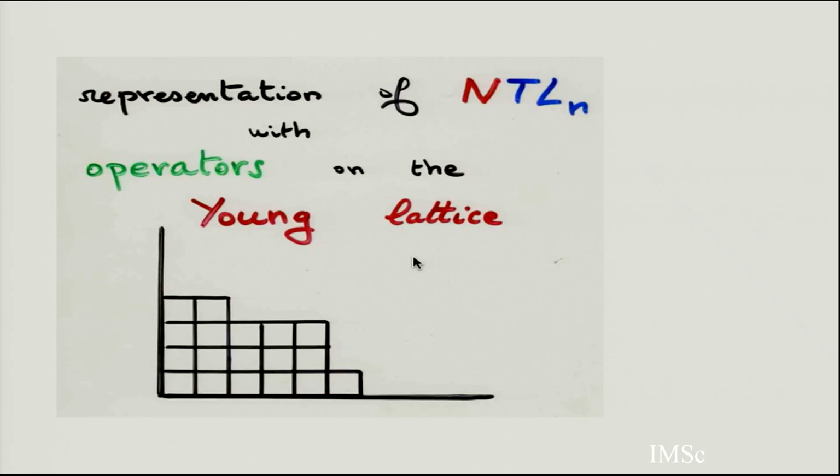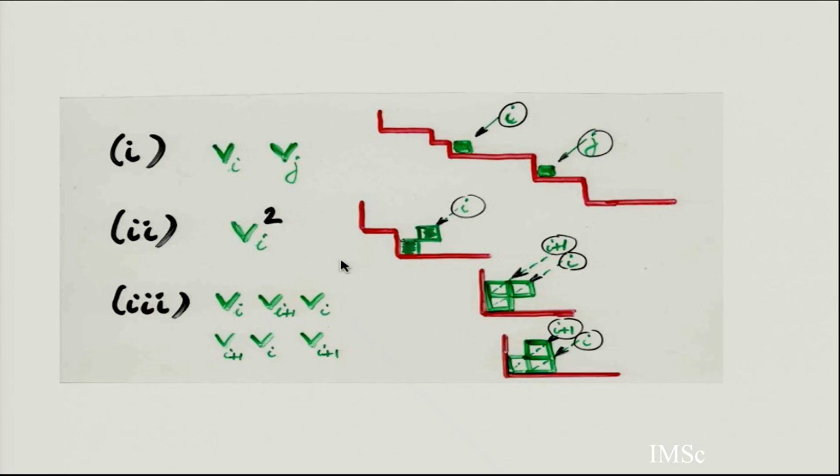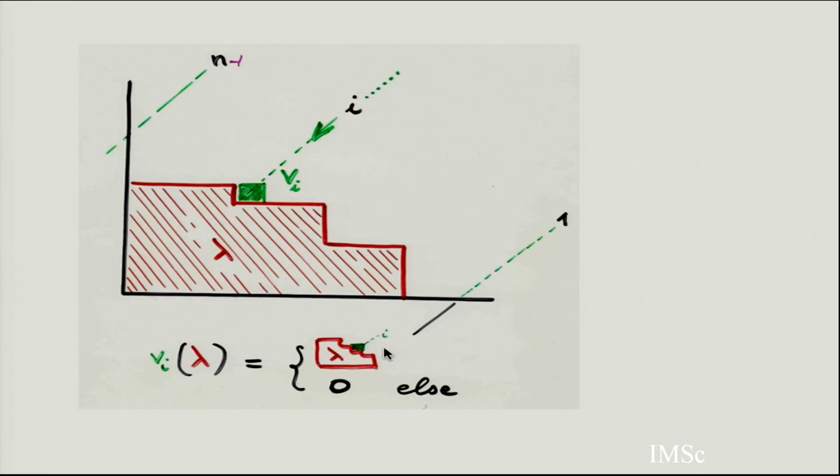EI squared is 0. So VI squared is 0. Yes, it's because of this. Here is a proof: if it's an illegal addition, you say 0. See the definition: VI of lambda equals lambda with this cell added on diagonal I, if the new cell you add to lambda gives you again a Ferrer diagram. If not, you put 0. Which means if I was adding a cell here, you see, then it's not a Ferrer diagram.